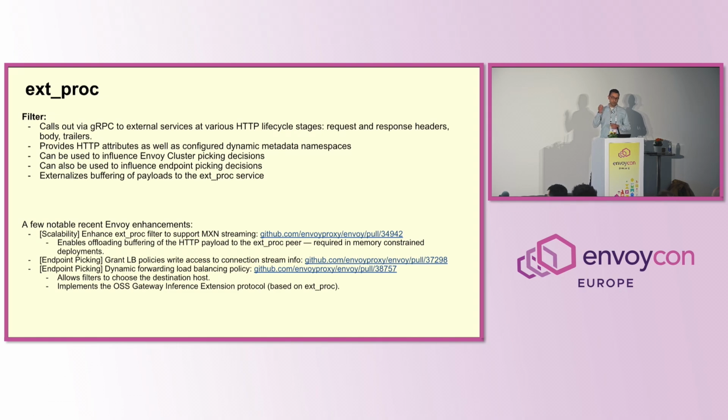It can also be used to influence endpoint picking decisions, and we're going to get into that in a few slides. And it also has a nice property that when you have these extremely large payloads, you can externalize the buffering to this callout service. So there are some notable recent Envoy enhancements in this space. I listed a few PRs. There's work being done for ext_proc scalability. There's also work being done to enhance the endpoint picking capabilities that Envoy has using ext_proc.